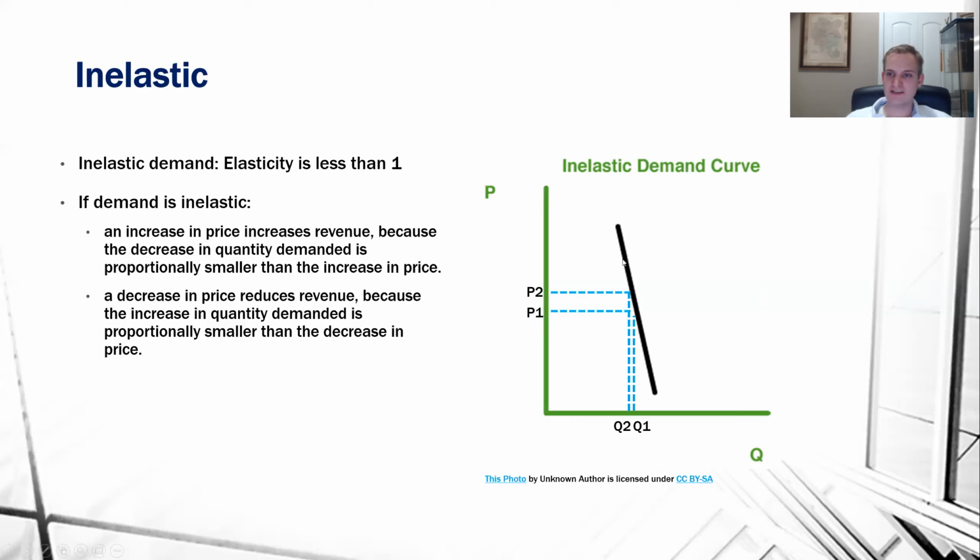And we can visually see this by looking at our P1, our price 1, and our Q1, quantity 1, and how the change from price 1 to price 2 is proportionally greater than our change from Q1 to Q2. So this would be an indication of inelasticity.